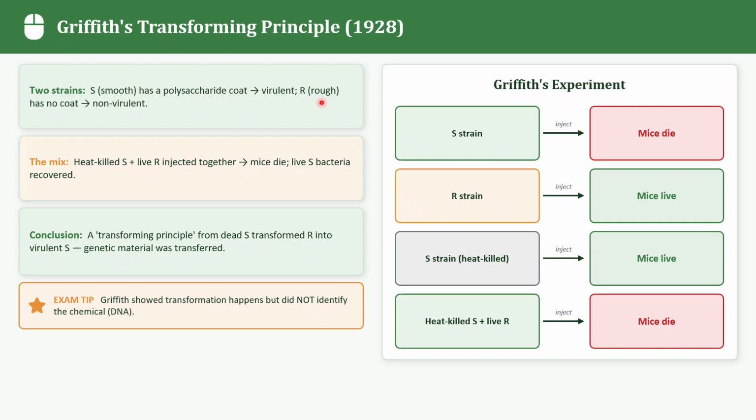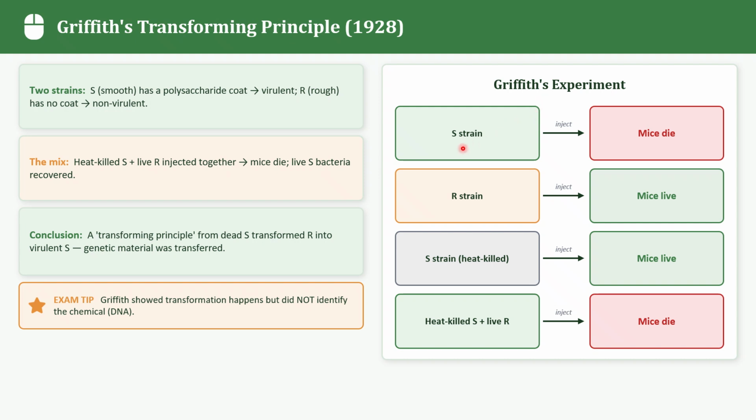When we take the R strain, they form rough colonies, and no capsule is visible. It is non-virulent, so it does not cause any disease, and the mice survived. Now let's see Griffith's experiment. Griffith performed four experiments, and you can see the four experiments here.